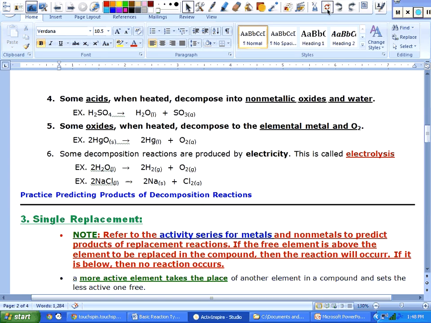All right. Please listen. Guys, we got to keep going. Now, some acids, notice this. Some acids, when heated, decompose into nonmetallic oxides and water. Now, you do not have to know that one. Put an X beside that. I put omitted. Number 4, yes, you have to know number 3. Excuse me, number 5. Guys, y'all got to stop.